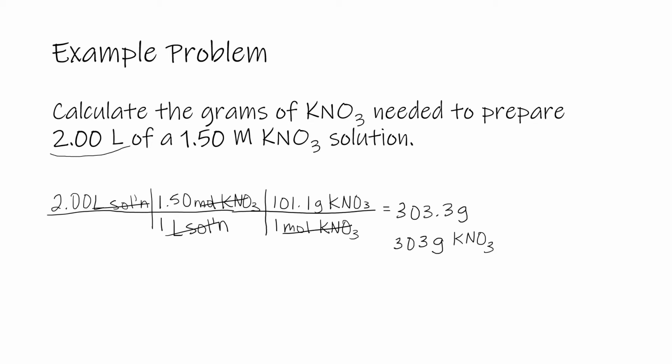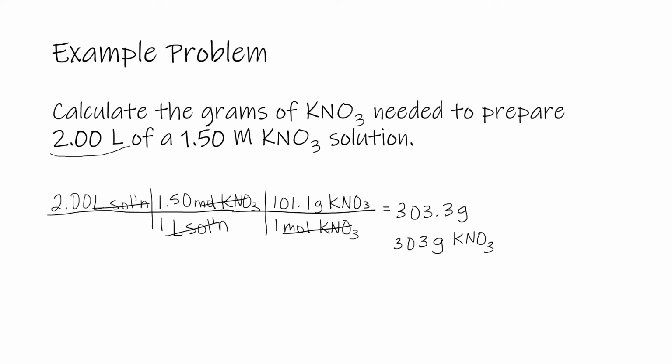Now, if we go back to the problem, it's asking us to calculate the grams of potassium nitrate needed to prepare 2 liters of a 1.5 molar potassium nitrate solution. So if you actually had to prepare that solution, you would first start by doing this calculation and find out that you need to measure out 303 grams of potassium nitrate. So you'd go to a balance and you would do that.